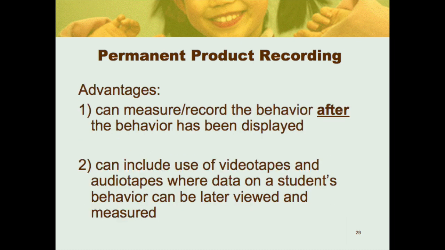There are two major advantages to permanent product recording. The first is that you can measure and record the behavior after the behavior has been displayed. This means the student does not need to be constantly monitored. The second one, permanent product recording can include the use of videotapes and audio tapes on a student's behavior. If proper permissions are in place, video and audio recording can be a powerful tool to allow the teacher to be fully focused in the moment on teaching and later have a way to collect data on the student that is 100% objective.